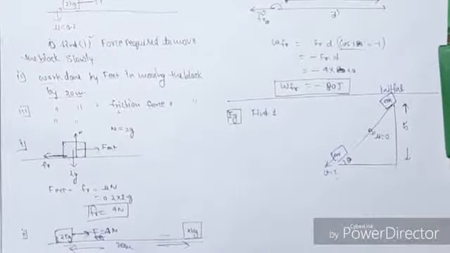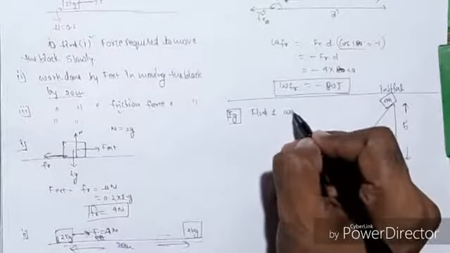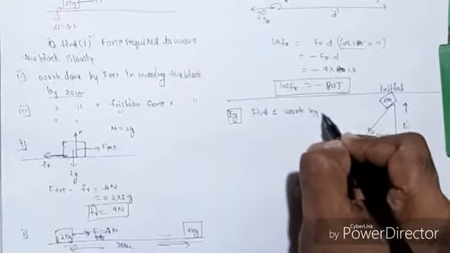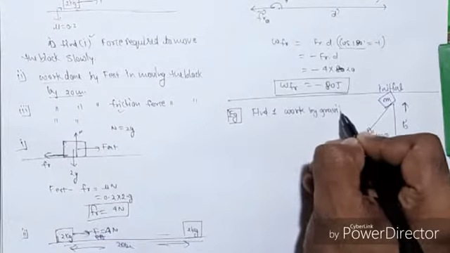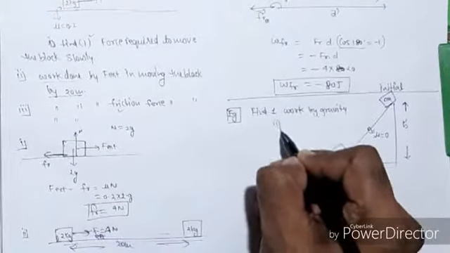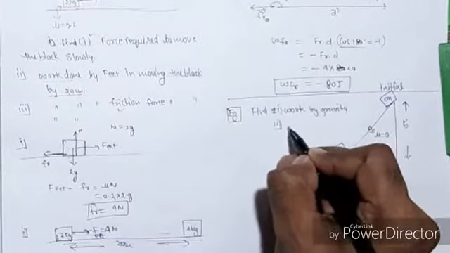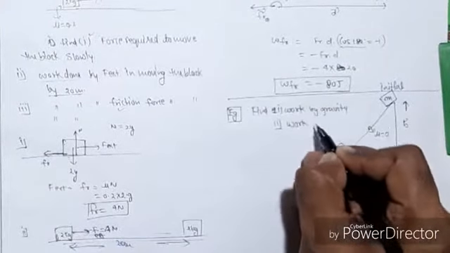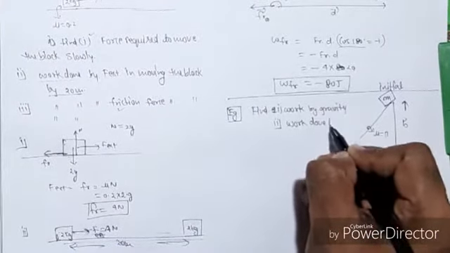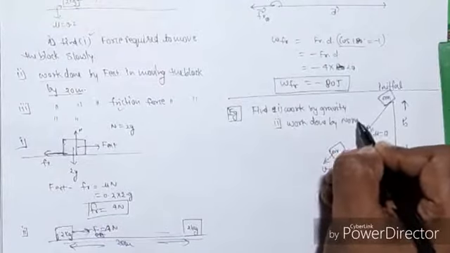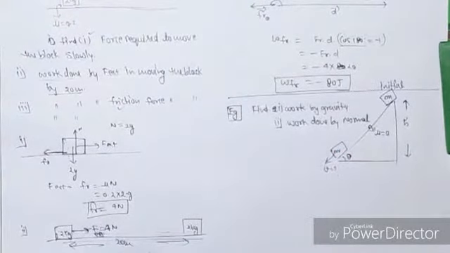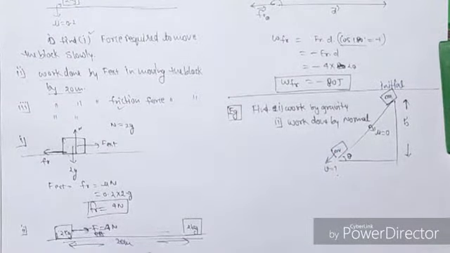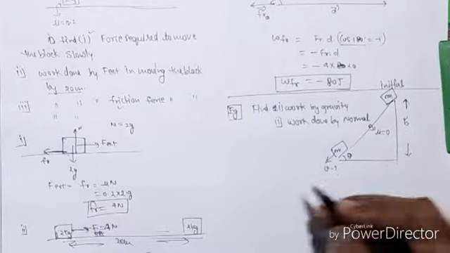So in this case, you have to find first the work done by gravity, second the work done by normal. Okay, so work done by gravity. To find the work done by gravity, let's see.